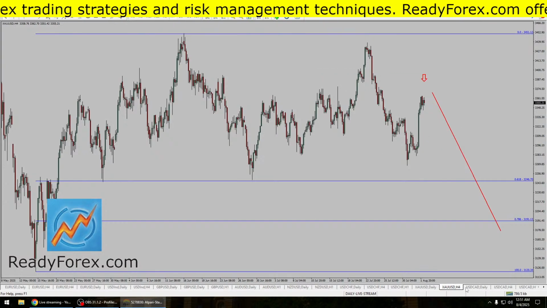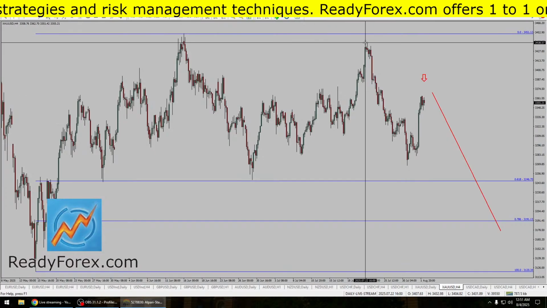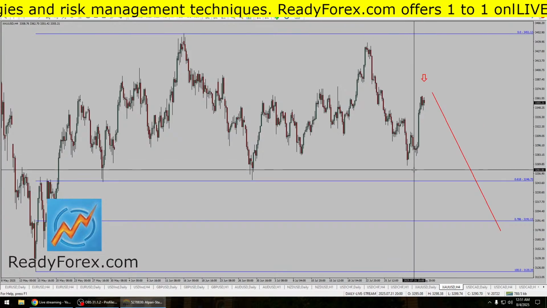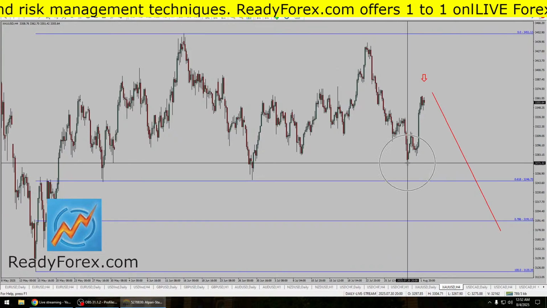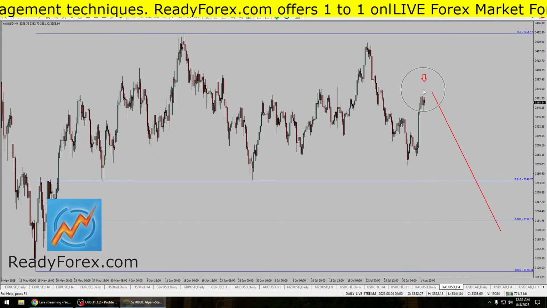Okay, so the spot gold forecast looks to me like a clear ABC zigzag going on. Wave A to the downside, then expect a pullback. We got wave B over here.